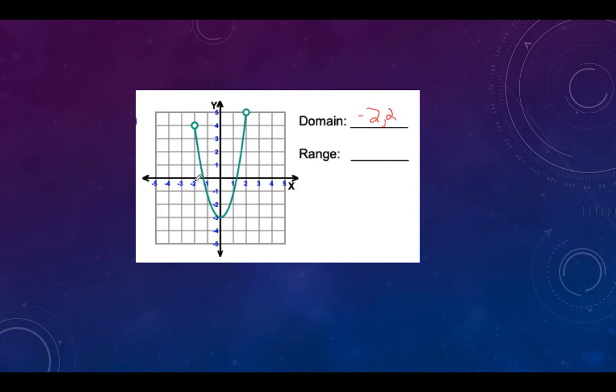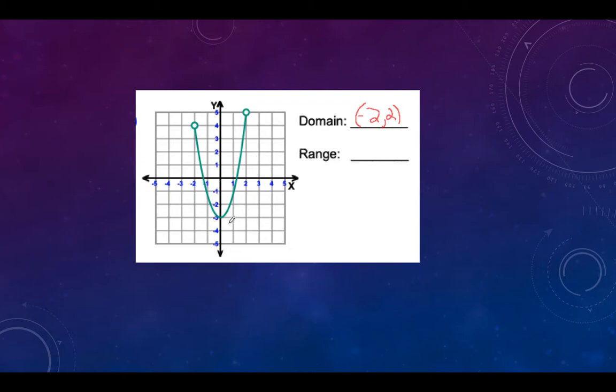Now we gotta see. Well, at -2, there's this open dot, right? So it can't equal -2. It goes up to -2. And same with 2 over here. It goes up to 2, but there's this open dot here, which means it doesn't get there. It just stops right next to 2.